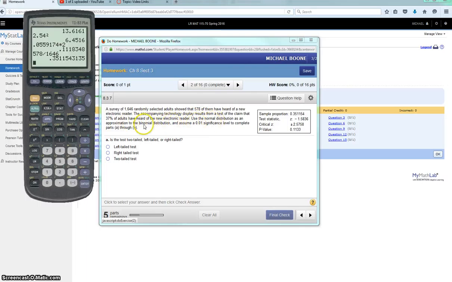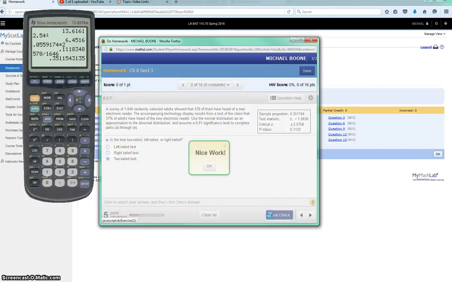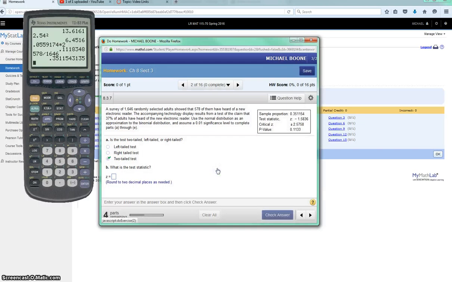So if I'm looking at this, I'm thinking that I'm trying to show that it's not 37%. Is it lower or is it higher? There's nothing that really says increased or decreased or above or below, so I'm going to go with it's a two-tailed test. Good. Those are tricky sometimes.